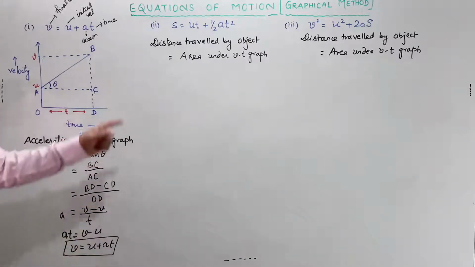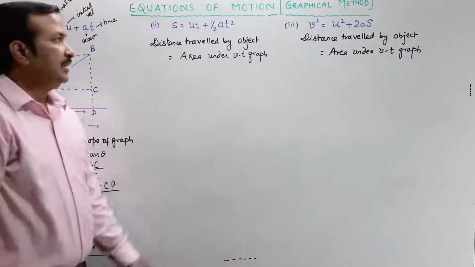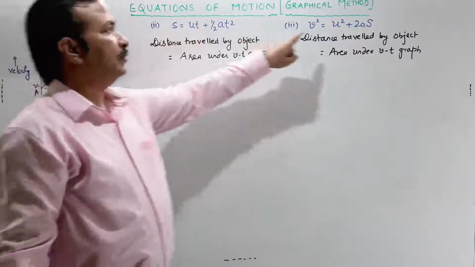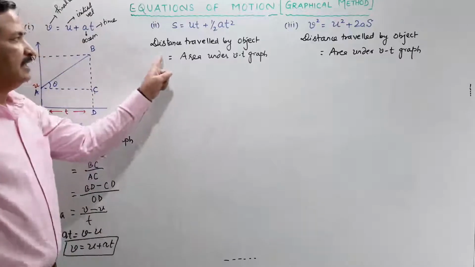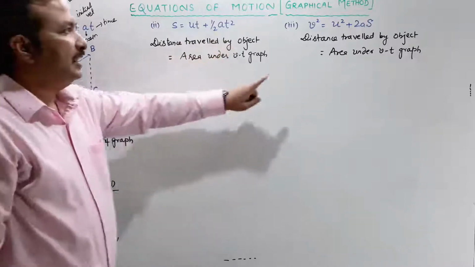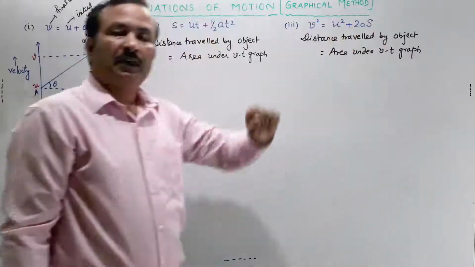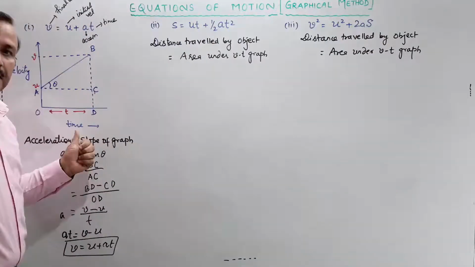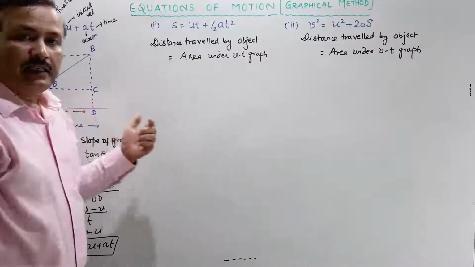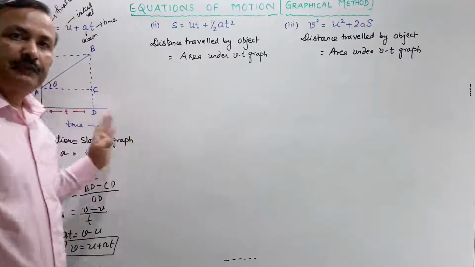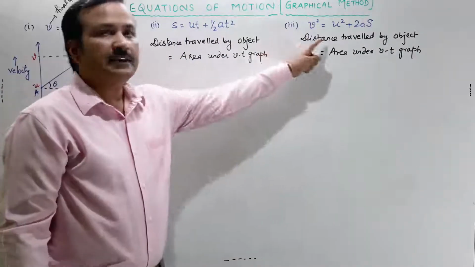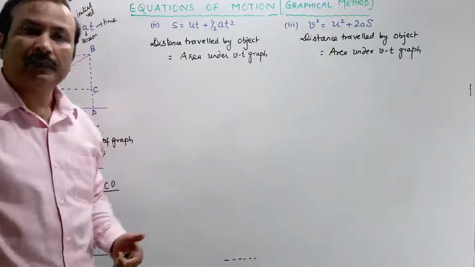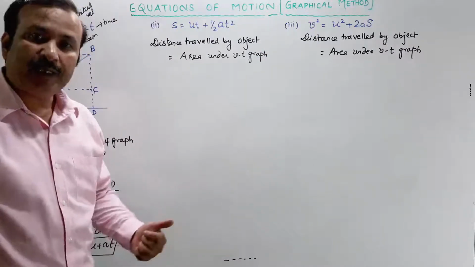When we derive the second and third equations, you see we have distance S, and here also distance S. We begin the derivation of the equation by taking the distance traveled by the object. From the VT graph, we know that the area under the graph will give you the distance covered. But since we have distance in both cases, then what is the difference? How will we proceed in each?